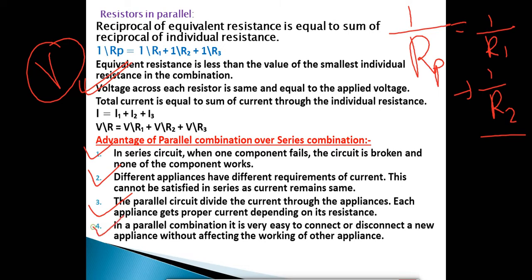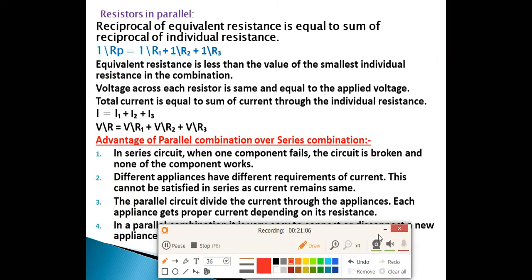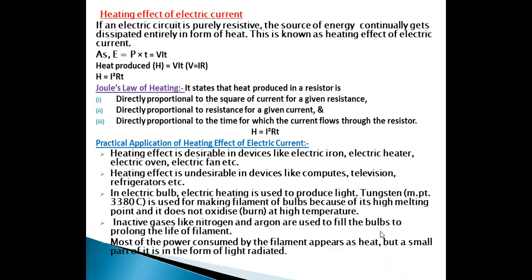In parallel combination, it is very easy to connect or disconnect a new appliance without affecting the working of the others. Yes, you can add any appliance or remove any appliance, and it will not affect the working of other appliances. So these are the important advantages of parallel combination over series combination.